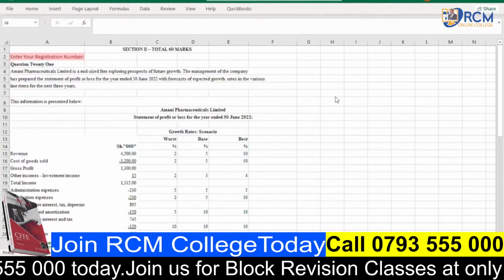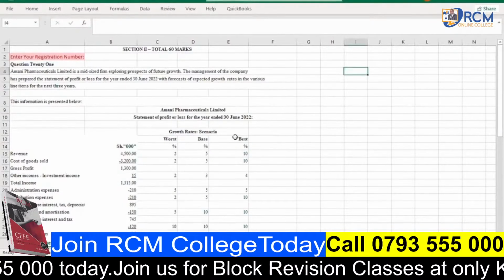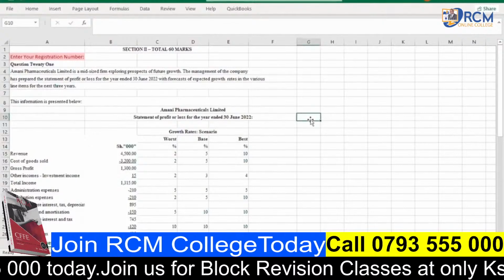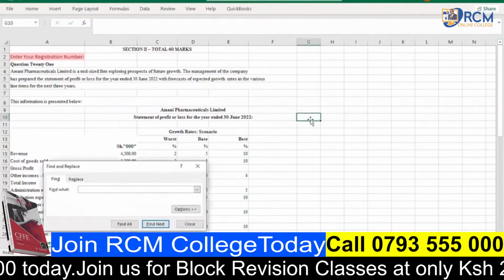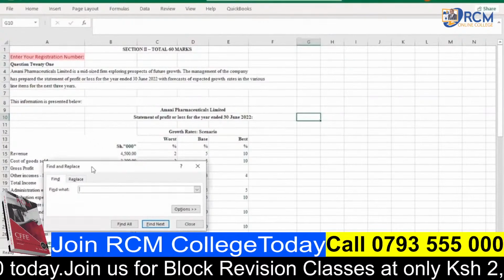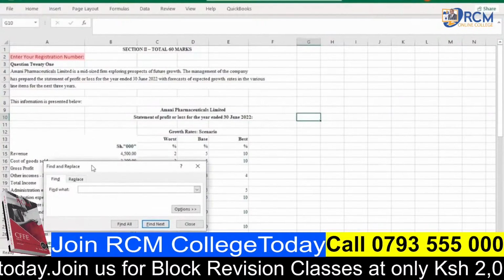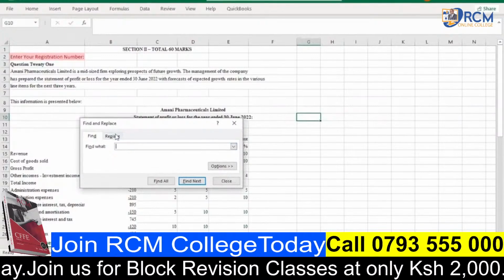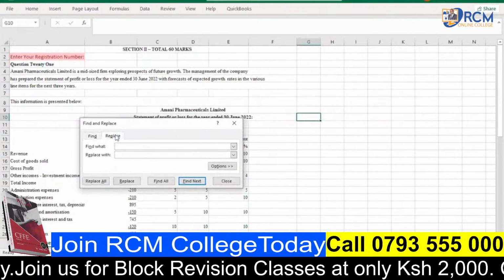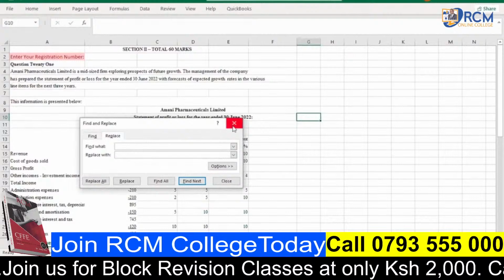Just ask yourself, how am I going to paste? Control F is basically finding. You want to find information. The moment you press Control F, this one pops up. What do you want to find? And on this other side, what do you want to replace? So that one is automatically out.